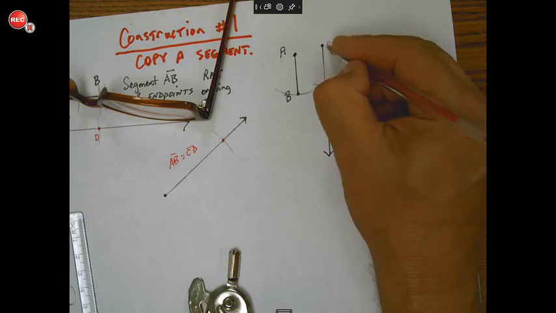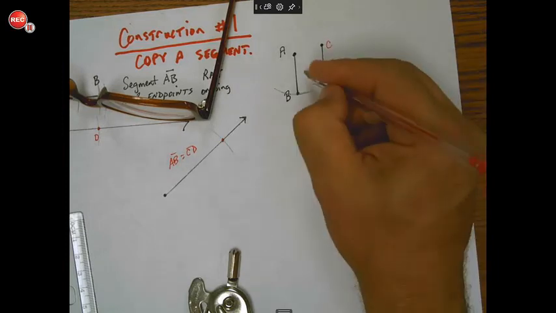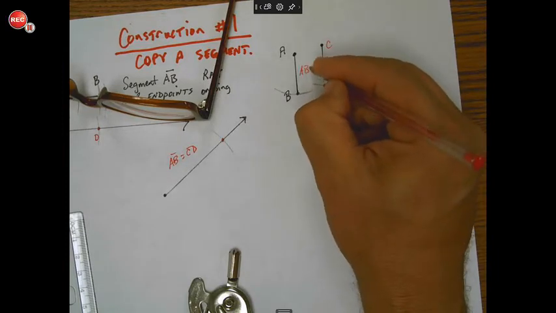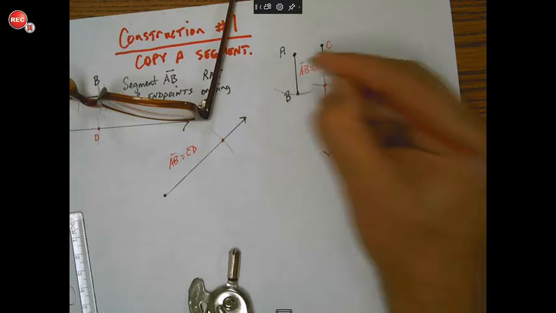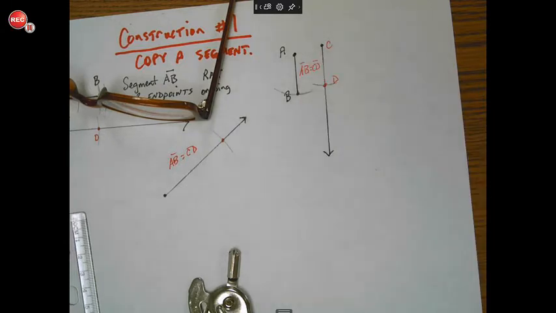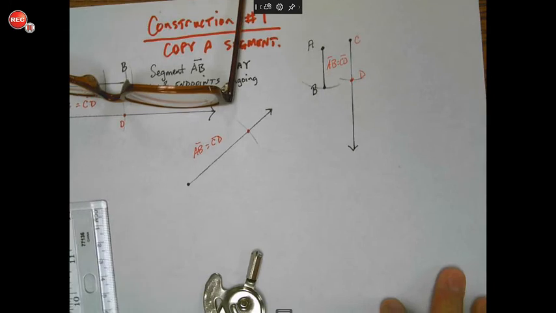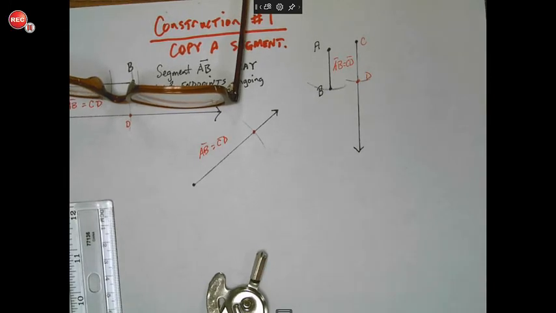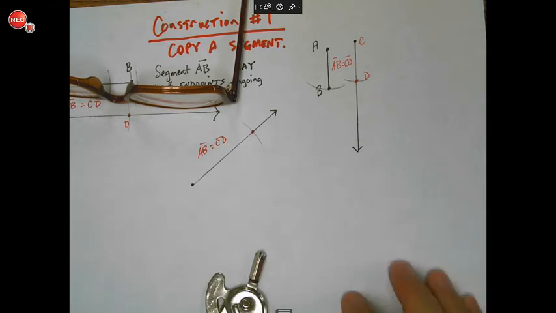So then, it doesn't matter what I label these, I just like using the next letters in the alphabet. AB then is equal to CD. It doesn't matter if it's horizontal, if it's at an angle, or if it's vertical, it all turns out the same. Everyone good? Okay, let's go to the next type of construction.